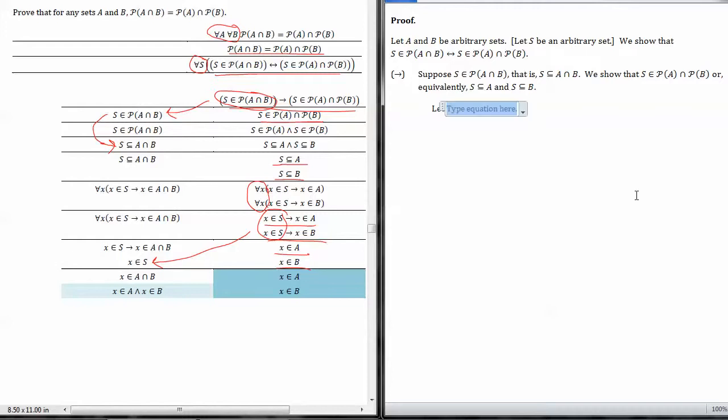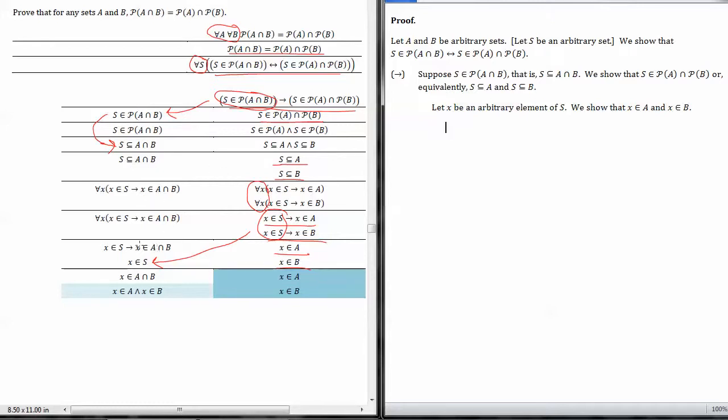All right, so maybe that can all go together here. We want to say let X be arbitrary, right? But then in the same breath, we want to say that it's in S, and so we'll say let X be an arbitrary element of S, and we are going to show that X is in A and X is in B. Perfect.